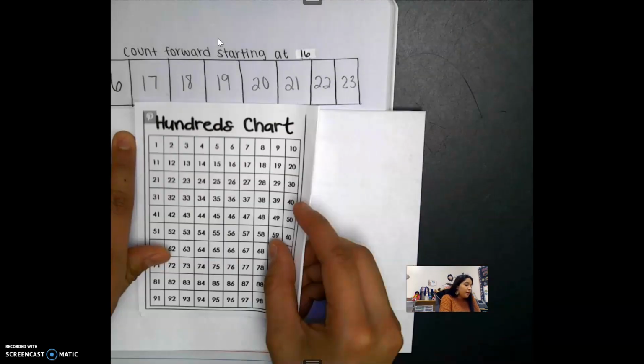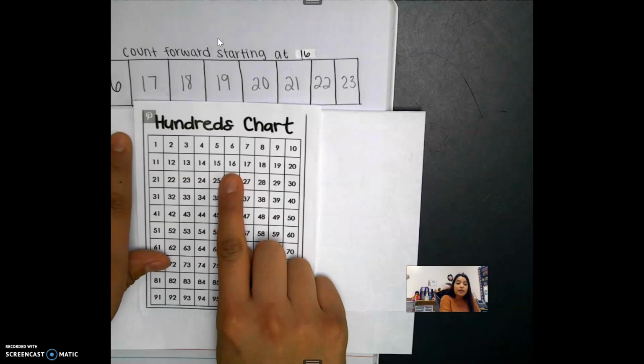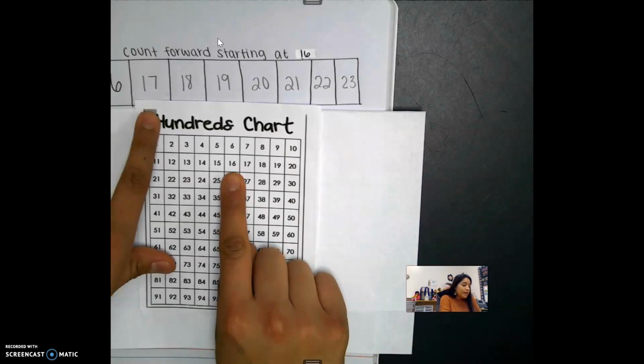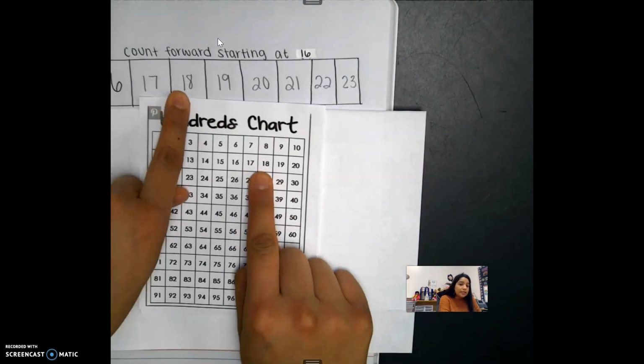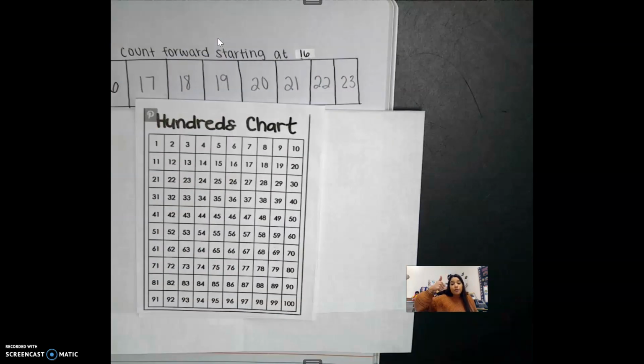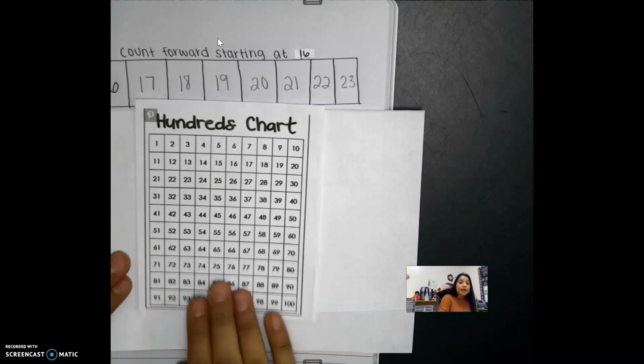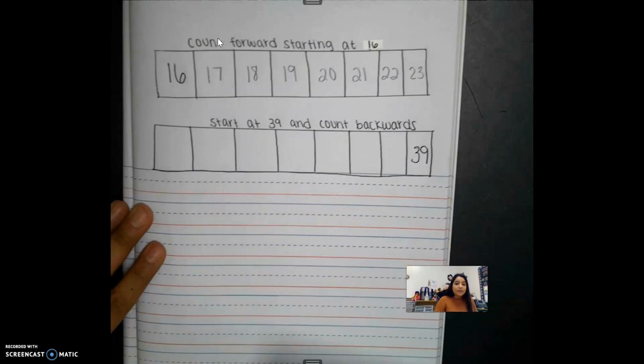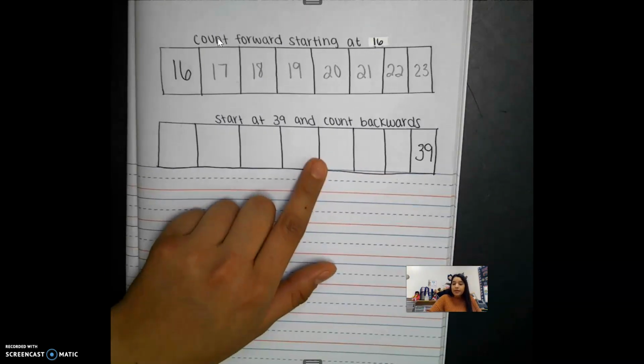And you could always check with your hundreds chart and make sure that you counted correctly. So I can see that I have 17, 18, 19, 20, and then 21, 22, and then 23. So I double checked with my hundreds chart to make sure I counted forward correctly. Now let's go ahead and look at this other bottom piece right here.